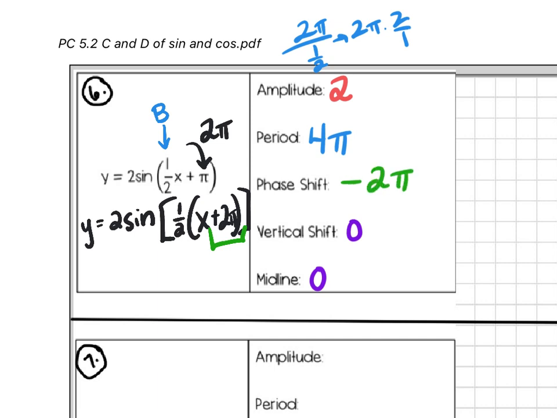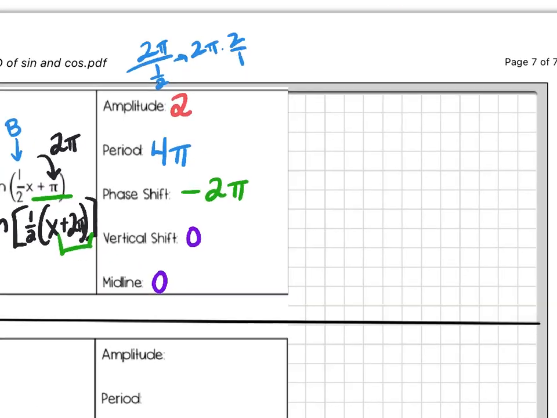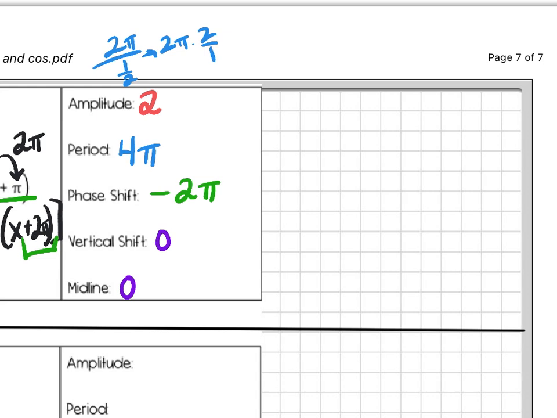If you don't do that and you put the phase shift as negative pi, your graph will be incorrect. So just make sure that you are watching for that coefficient so that you can properly identify what you need to and graph correctly with your phase shift.